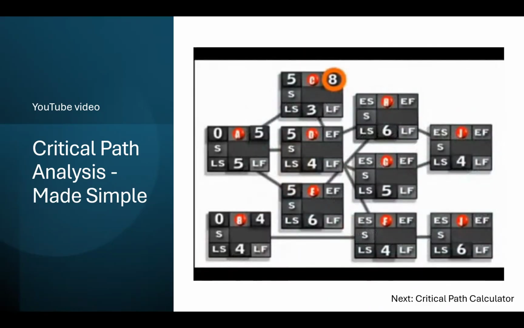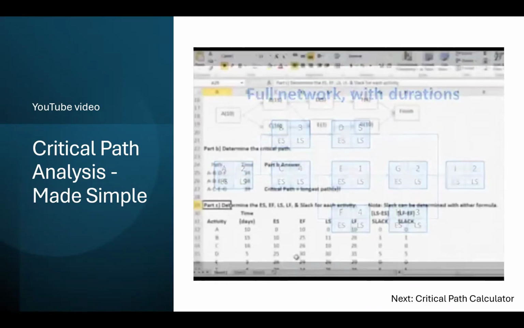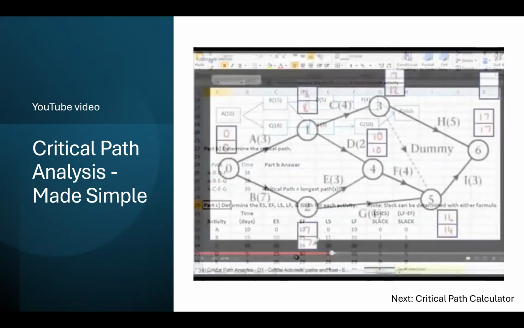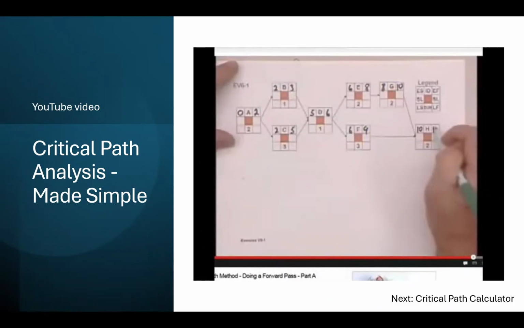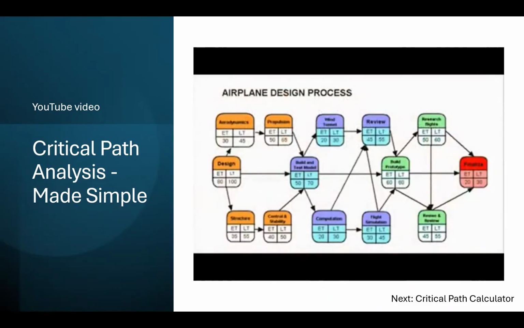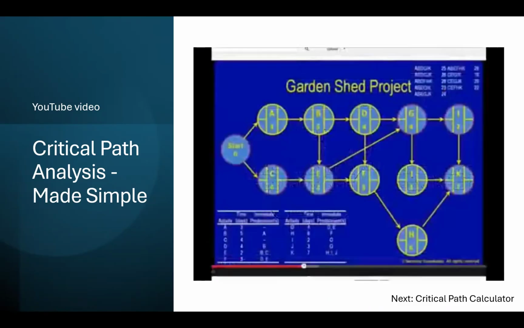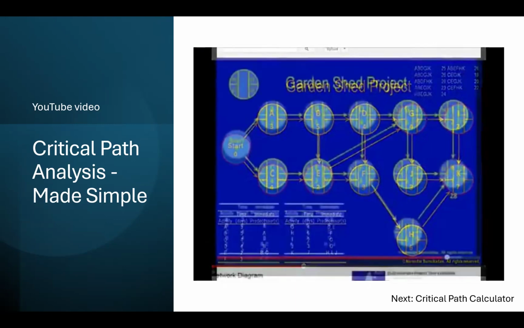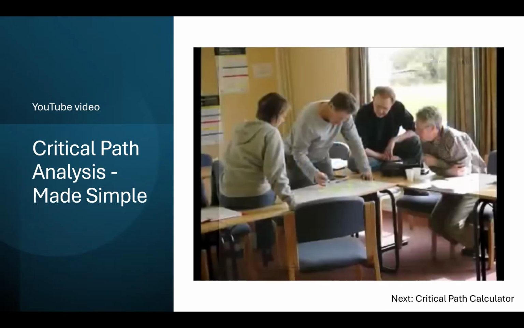These are all people explaining how to find the critical path. Now, you do need to find the critical path because it's the longest route through your diagram, and it's therefore going to be the quickest that you can do your project. You can't do your project quicker than the longest route, so you need to find it. But it doesn't have to be this complicated. In a minute, I'm going to show you a really simple way to do it.